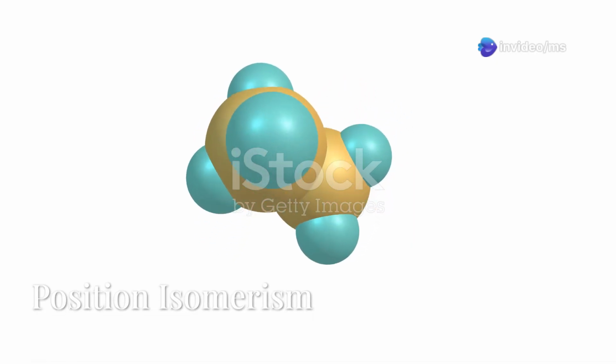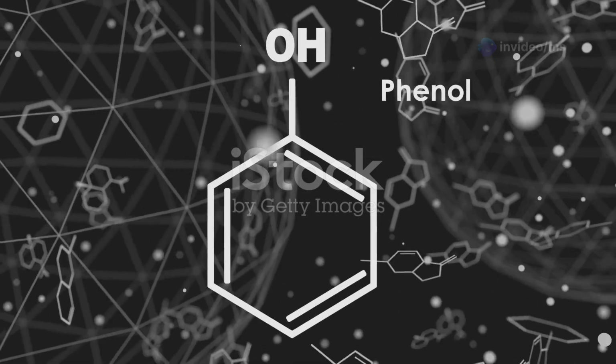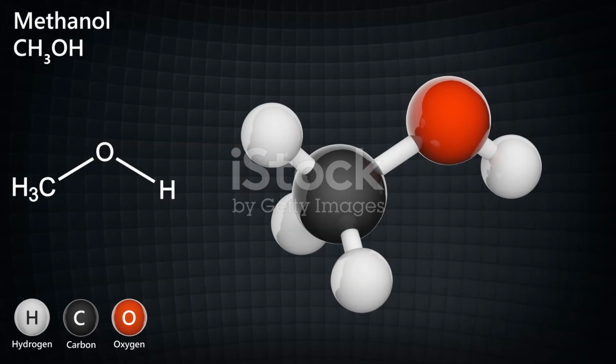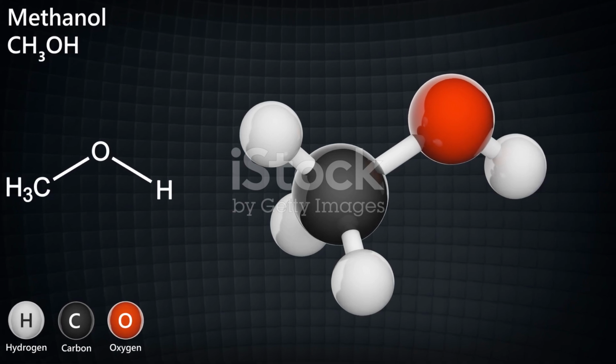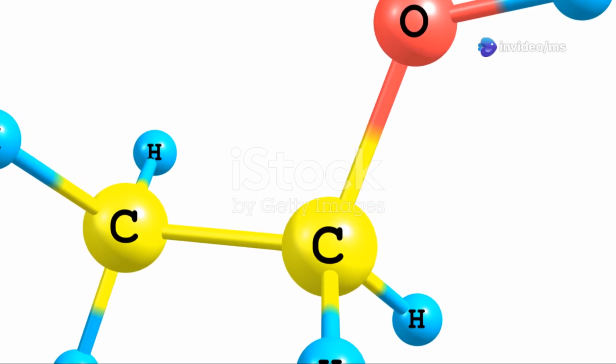Position isomerism. Here, compounds have the same carbon chain but different positions of functional groups, multiple bonds, or substituents. For instance, C3H8O can be propan-1-ol or propan-2-ol.